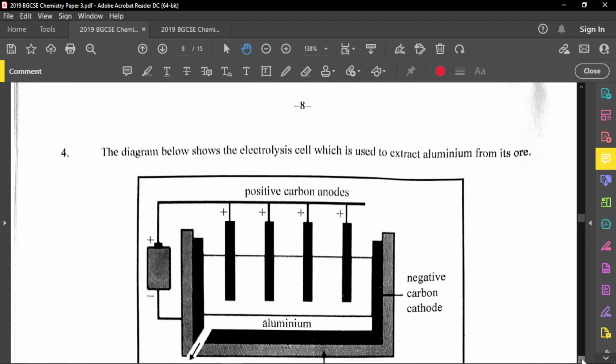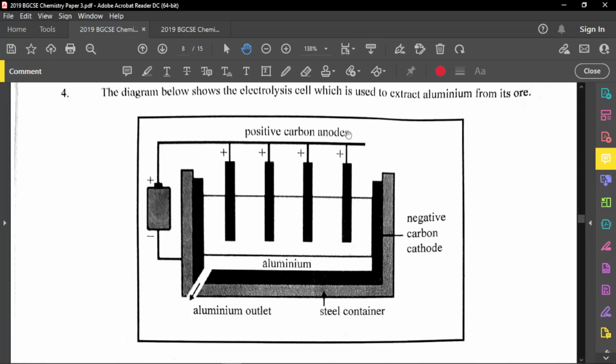All right, so now let's go to question number 4, and this is the last question in section A. It says the diagram below shows the electrolysis cell, which is used to extract aluminum from its ore. Here you have some positive carbon anodes, so these are carbon anodes, just to make a note. We have our aluminum outlet, and we have our steel container. We have a negative carbon cathode. The negative electrode is called the cathode, and the positive one is called the anode. Remember that the anode will attract anions, which are negative, and the cathode will attract cations, which are positive.